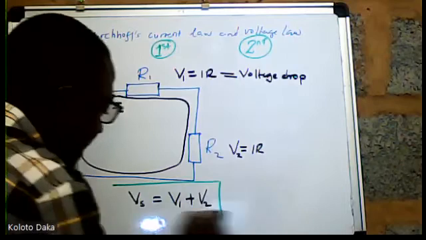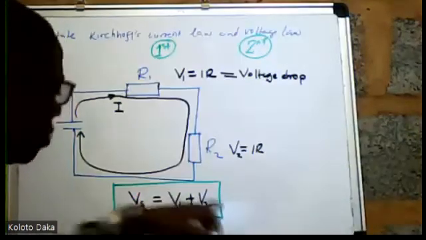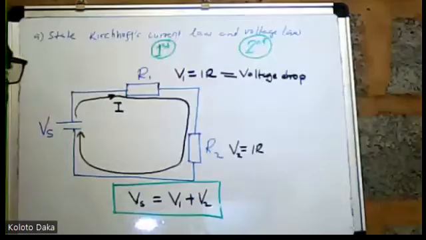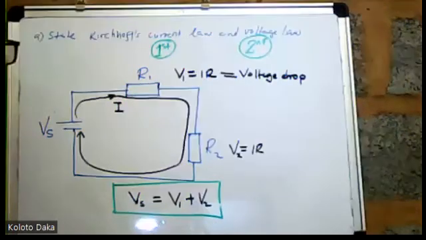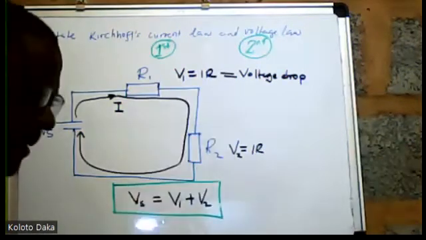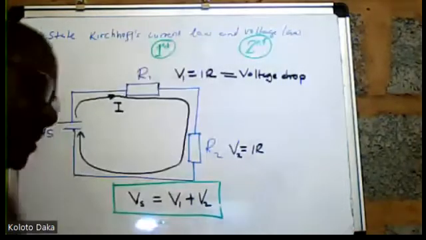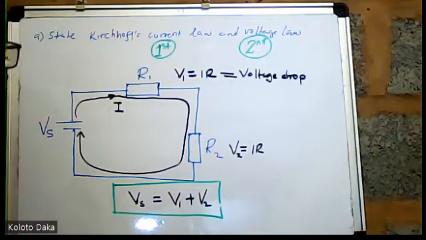That's what we mean by saying in a closed loop, the sum of the voltage drops should be equal to the voltage supplied. What are we saying? If a bus leaves a particular station with 30 people, it comes back with 0 people. The number of people dropping off the bus should be equal to the number of people in the bus at the start.